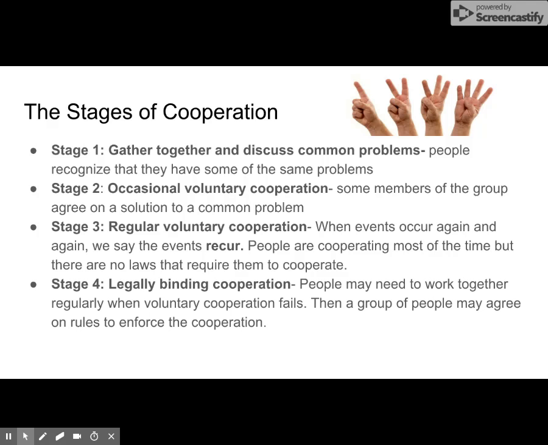Stage 4, legally binding cooperation. People may need to work together regularly when voluntary cooperation fails. Then a group of people may agree on rules to enforce the cooperation. When people have agreed on laws to force everyone to cooperate, they can be sure of everyone working together.